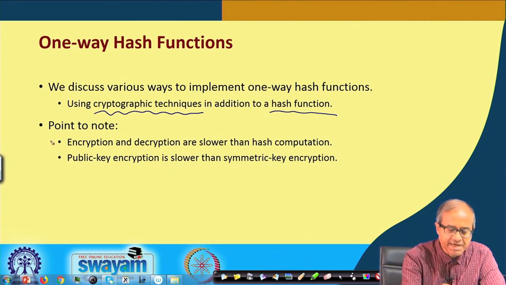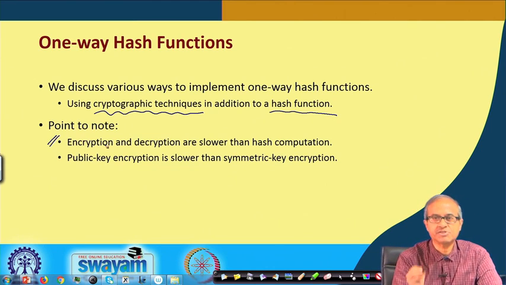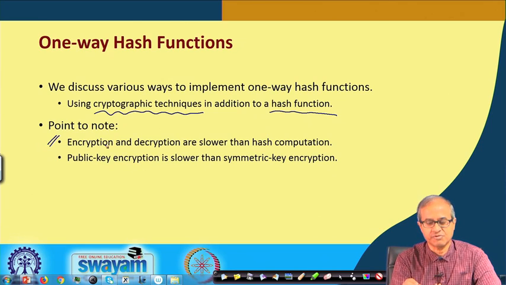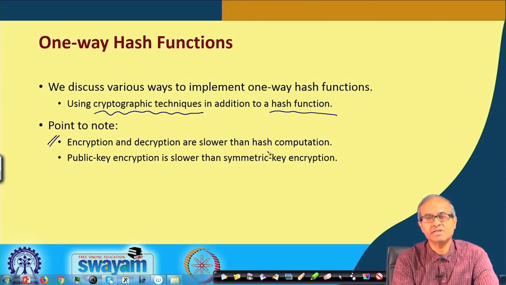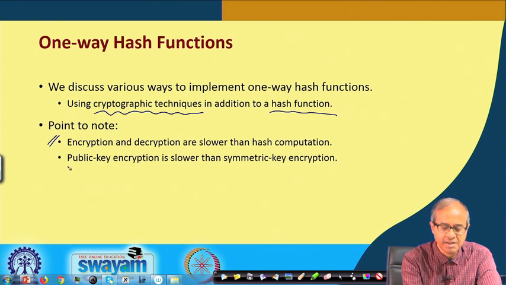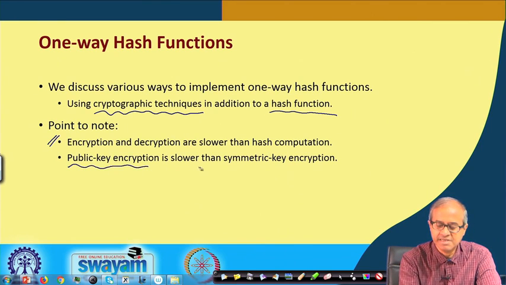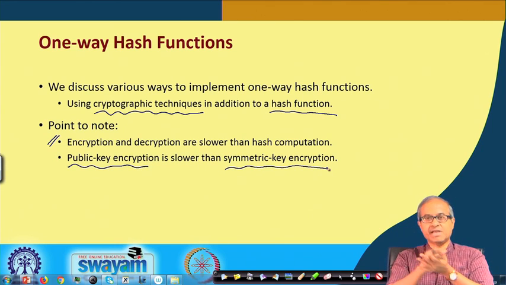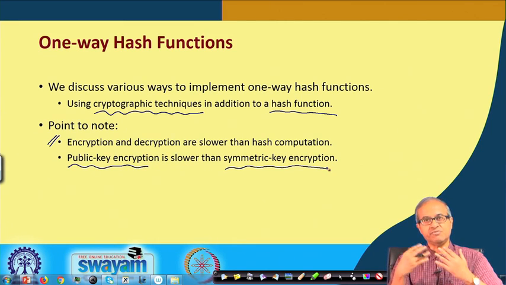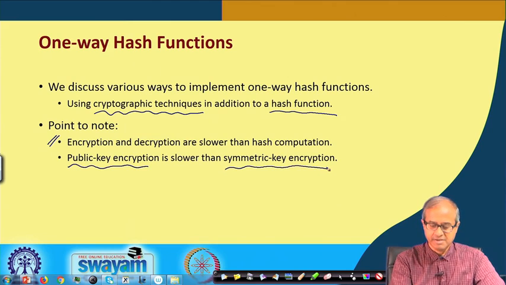Now, this encryption and decryption which possibly can also be used for authentication, they are much slower than hash value computation. This is the first thing you should remember, and the second thing which also we mentioned earlier, public key encryption is much slower than symmetric key encryption. So, public key encryption is the slowest, then symmetric key encryption, then hash function computation, which is the fastest. Let us see.